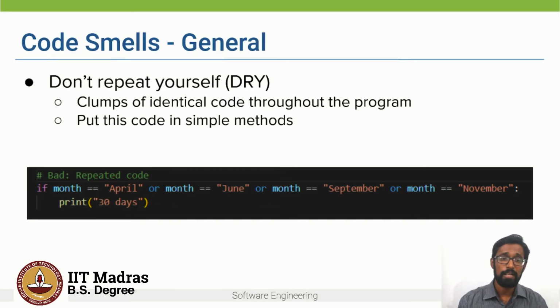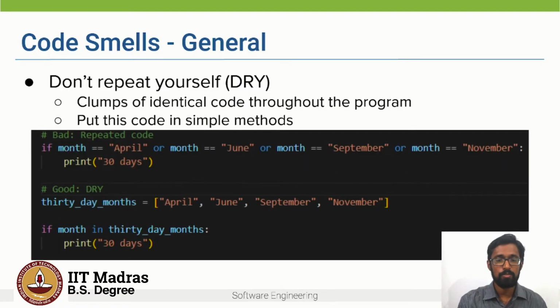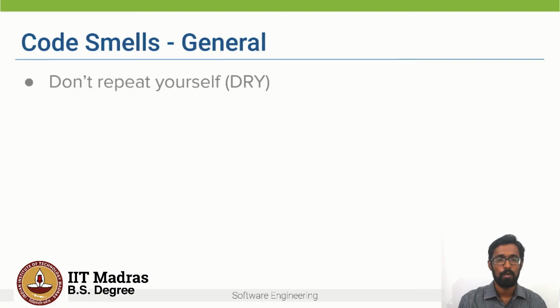So this is another example of the DRY principle being violated, right? You can see that there are multiple conditions, sub-conditions in the main condition. A way to fix this is to create a list and check if that variable is present in that list. So we looked at the DRY principle.